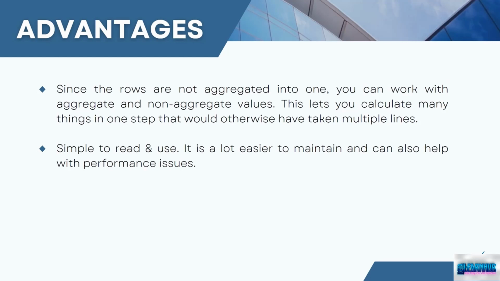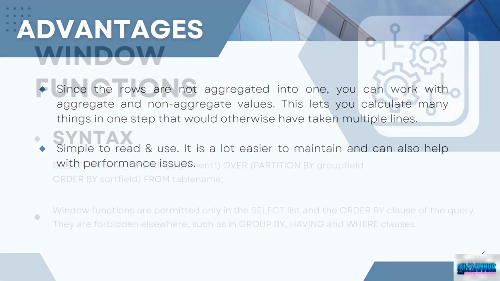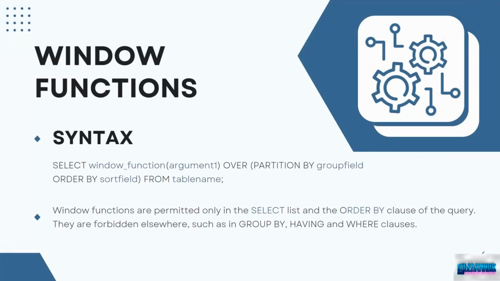Why should you use window functions? Here are some advantages. 1. Since the rows are not aggregated into one, you can work with aggregate and non-aggregate values. This lets you calculate many things in one step that would otherwise have taken multiple lines. 2. It is simple to use and read, unlike subqueries and joins. As it reduces the complexity of the script, it is a lot easier to maintain and can also help with performance issues.